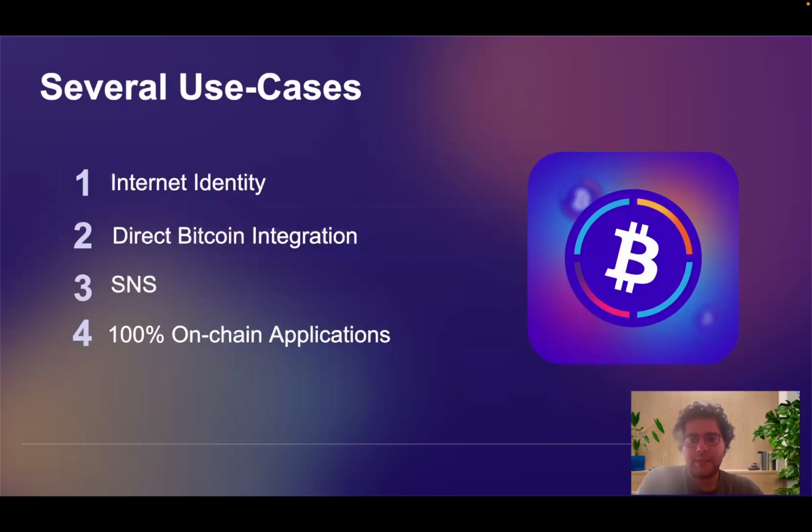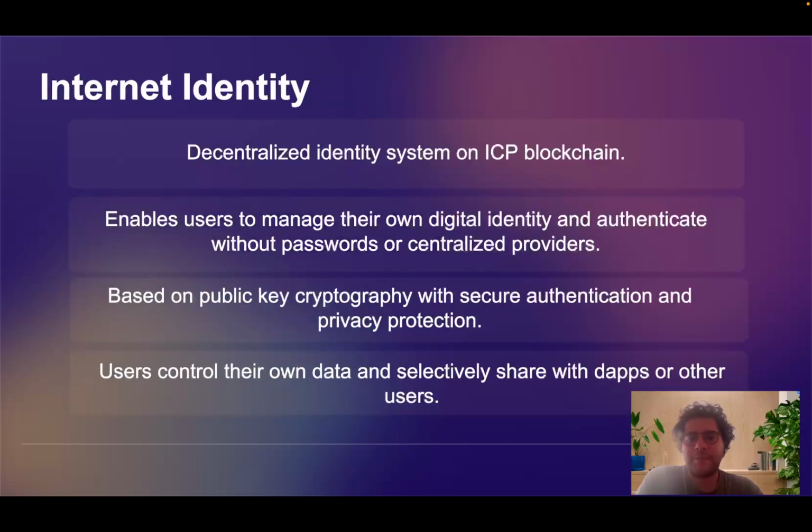Several use cases. I have actually talked about some of them. Internet identity, direct Bitcoin integration, SNS, and 100% on-chain applications. Internet identity, it's a decentralized identity system on the ICP blockchain. Normally, we can use wallets to authenticate on and authorize on blockchain networks, but in ICP also supports it, but we also have something unique, which is called internet identity.